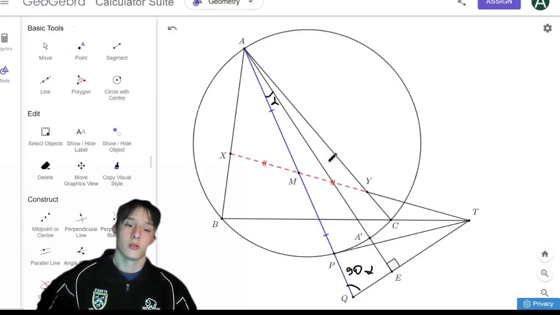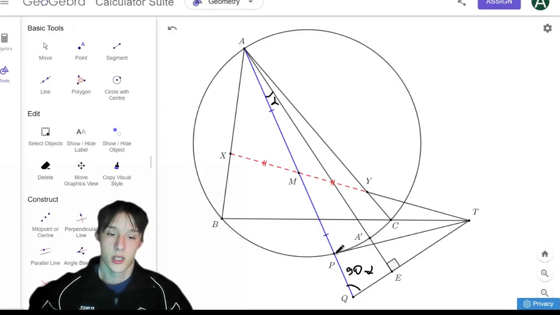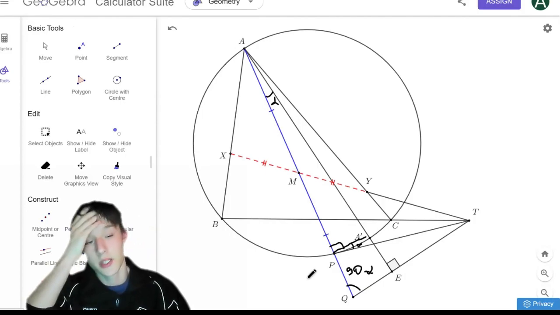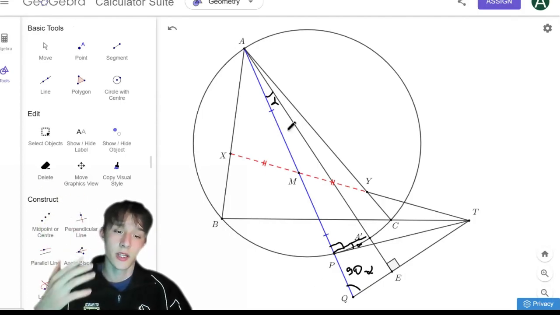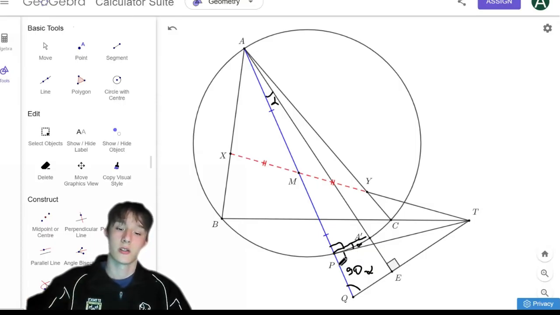Similarly, we also know that P and A prime is the diameter. So this is 90 degrees, and this was a tangent, so this is alpha. This means that angle APT is 90 plus alpha. And if APT is 90 plus alpha, then this one is 90 plus alpha. This gives us TP equals TQ.